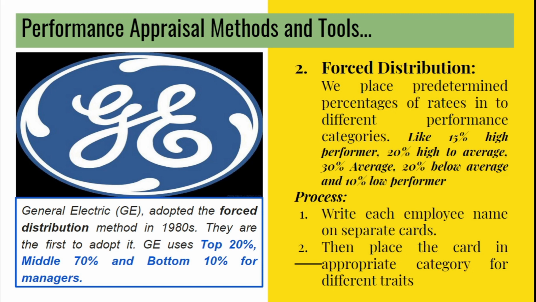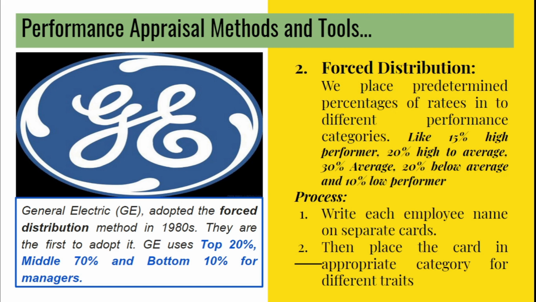Forced distribution makes it easier or possible to identify the best employees. However, the error of central tendency may occur as the rater may place the employees in the middle. Let's move to other appraisal methods.